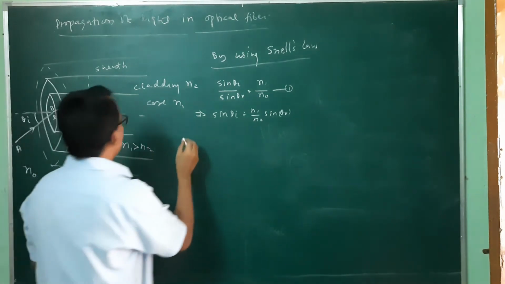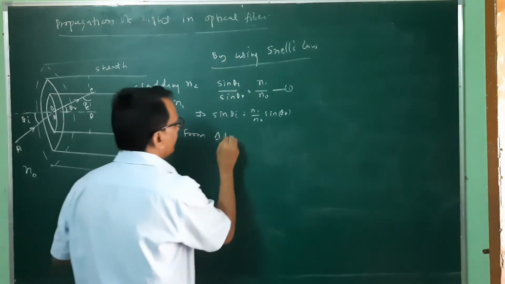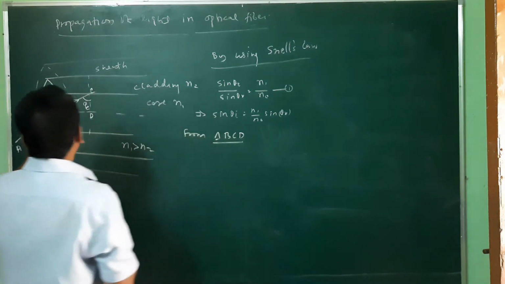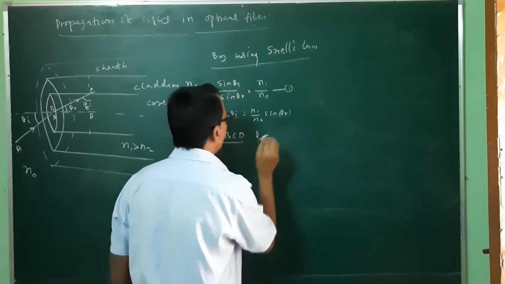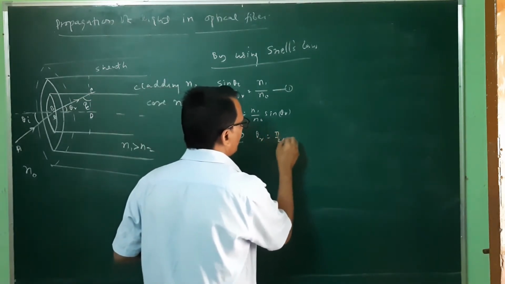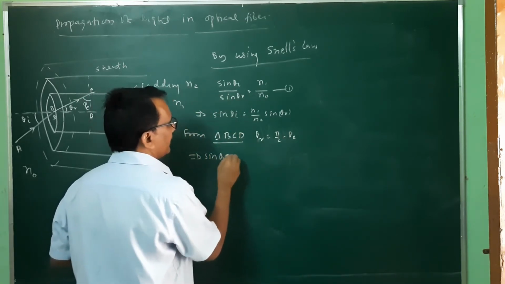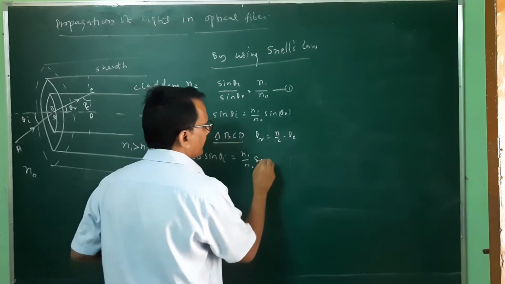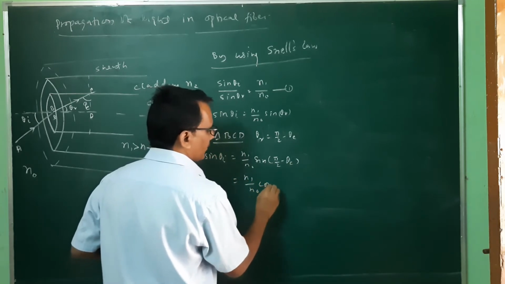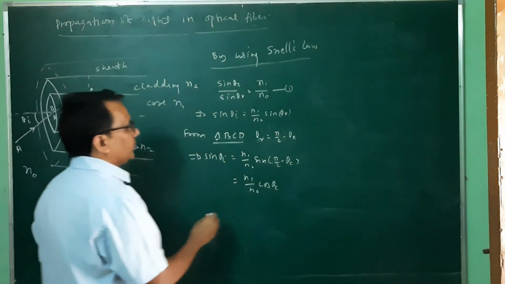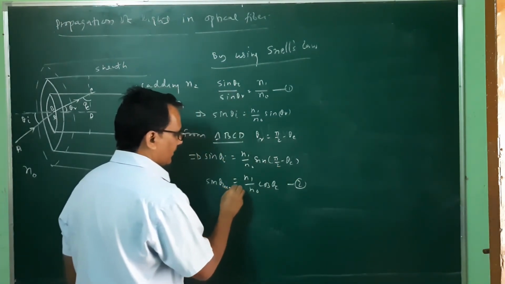So from the simple geometrical triangle B, C, D, theta R and theta C can be correlated: theta R is equivalent to pi by 2 minus theta C. One can write sine theta I is equivalent to N1 by N naught sine of pi by 2 minus theta C, and this is N1 by N naught cos theta C. So this is equation number 2.